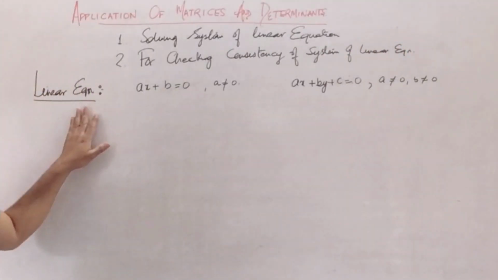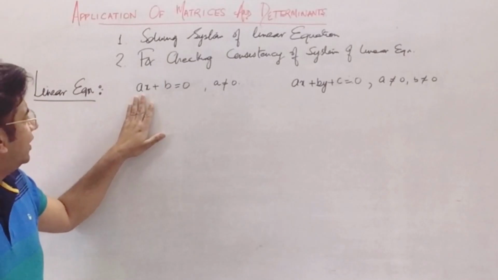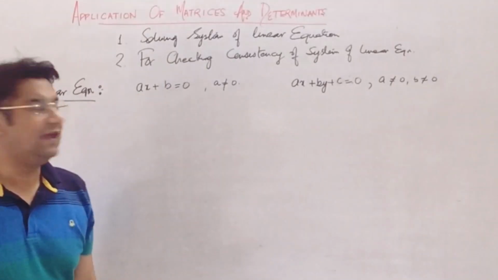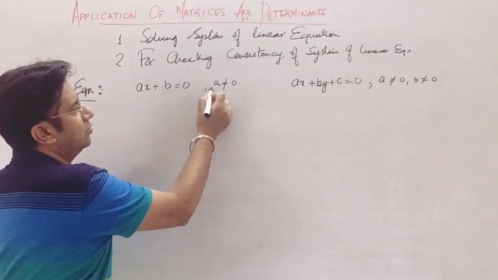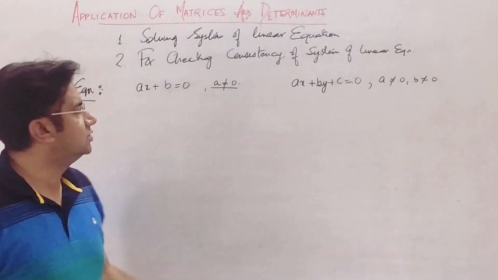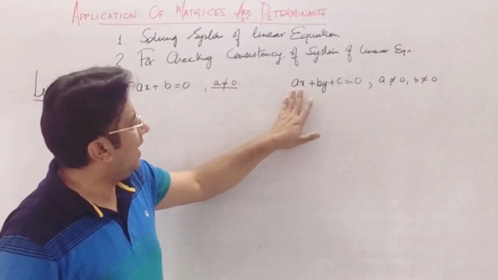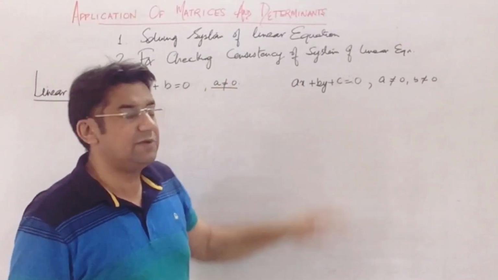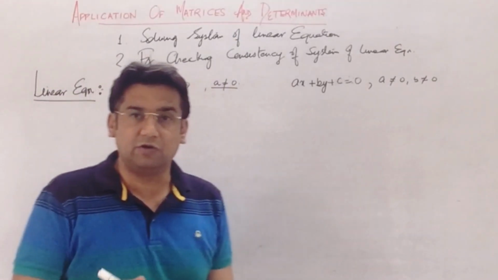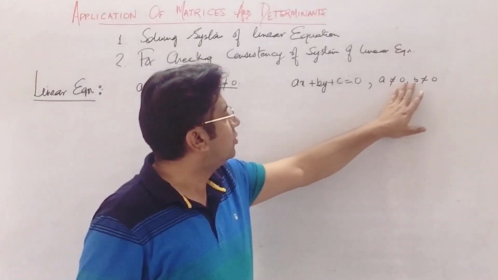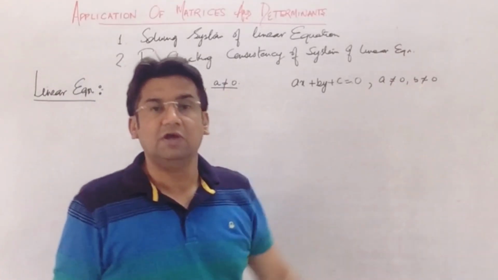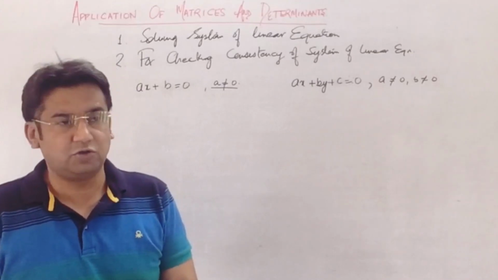Now, what is a linear equation? An equation of degree 1 which is of the form ax plus b is equal to 0, a not equal to 0, is called a linear equation in one variable, and of the form ax plus by plus c is equal to 0, a and b both not equal to 0, is a linear equation in two variables.